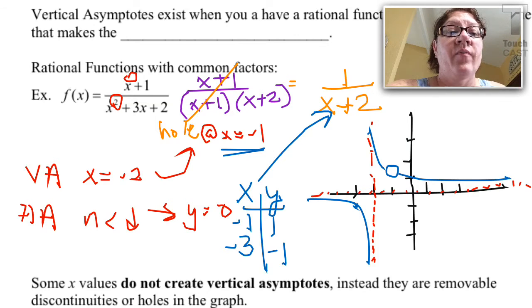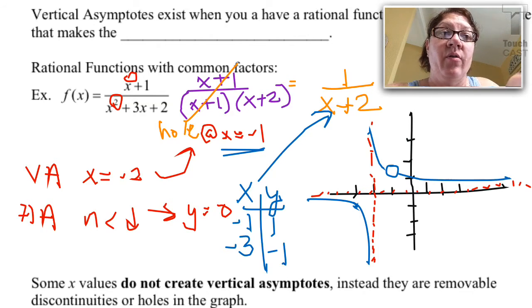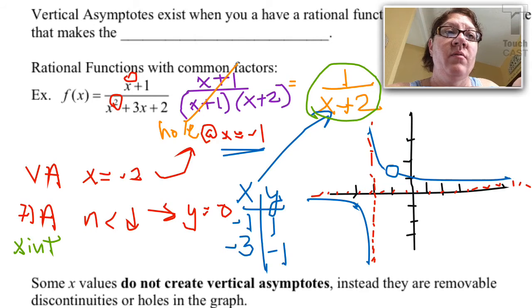So I'm going to come back, erase that, and put a hole in there, just like that. Now, one other piece about graphs that is important is that it would have been helpful to try and find an x-intercept. And of course, that means y is 0. So I set this fraction equal to 0. Well, our fraction is never going to be 0 because there's a 1 on top. So that means there's no x-intercept.